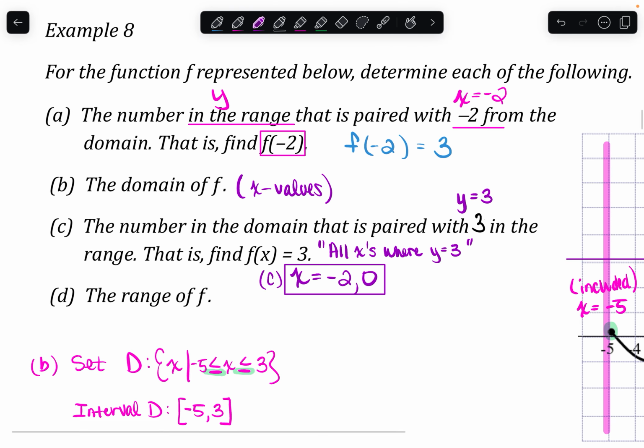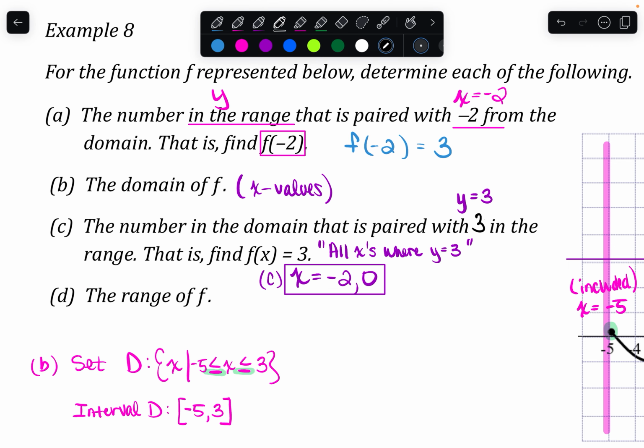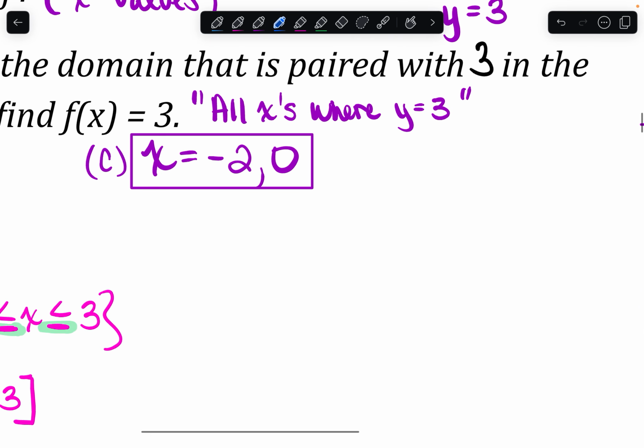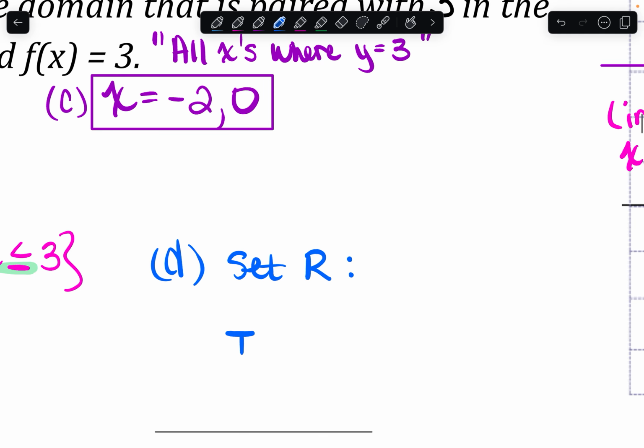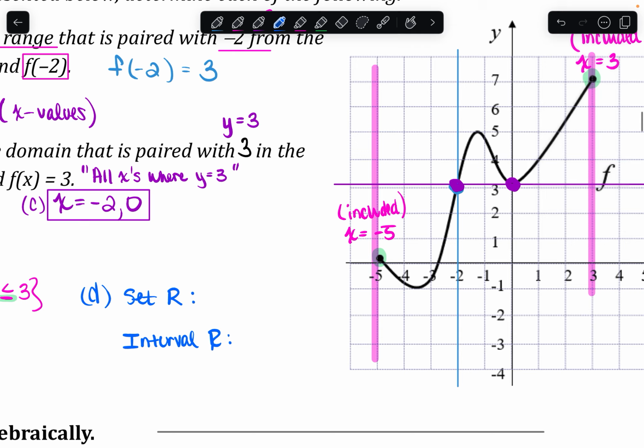All right, D, the range. So the range means all the y values. Let me use another color since I've got all kinds of colors going on. All right, so we're going to do our range down here. Just like we did with domain, there are 2 ways to do it. We'll do it in set first, and then we'll do it in interval. All right, that's an R. Now we're looking at the y value.